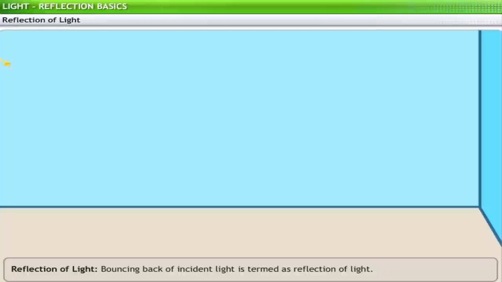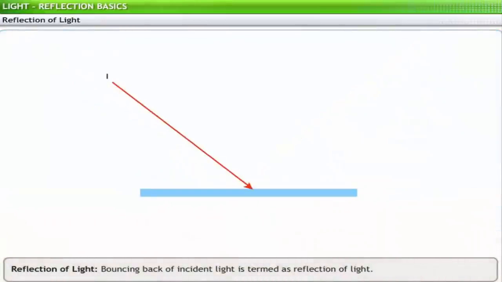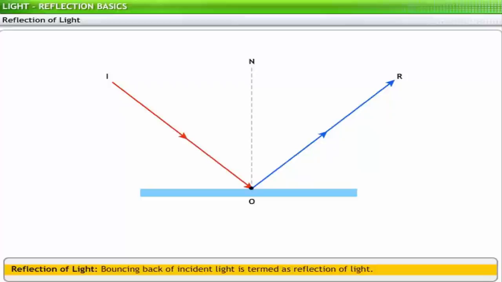When a ball is thrown at any surface, it bounces back. Similarly, when light rays are incident on a surface, they bounce back. The bouncing back of light rays thus is known as the reflection of light.